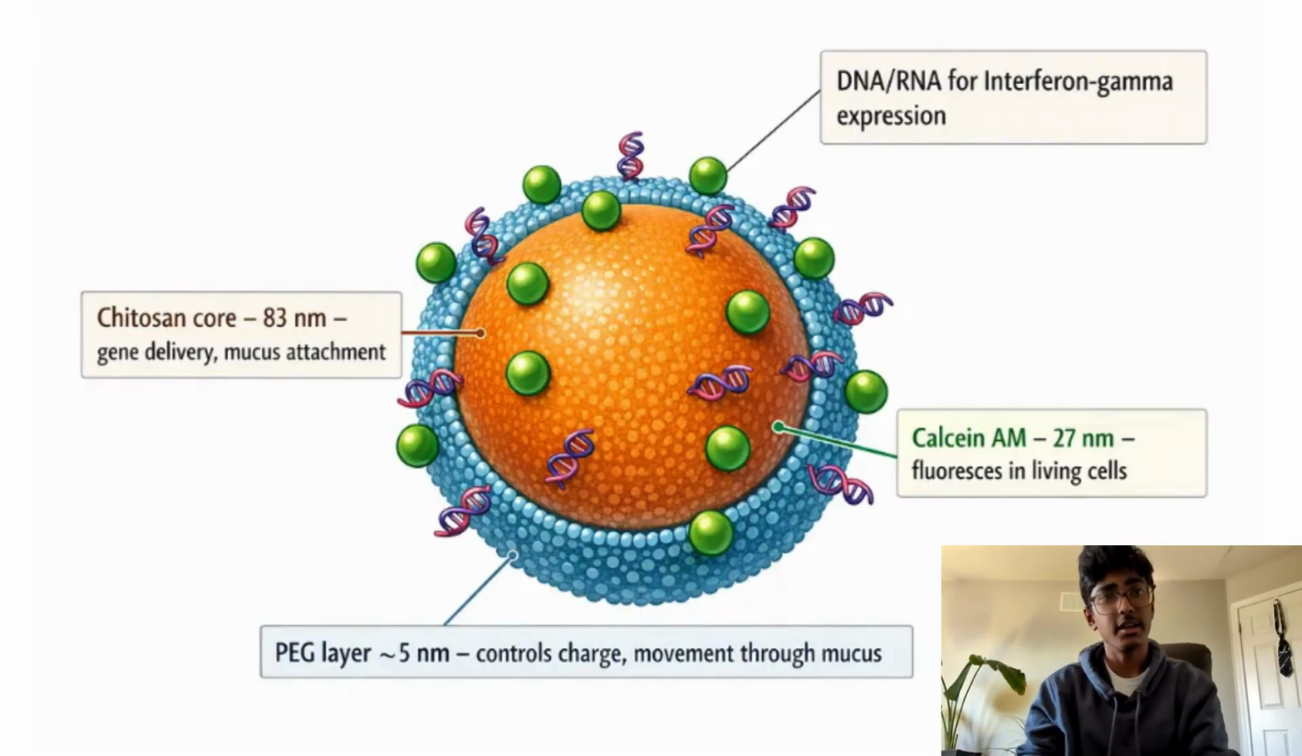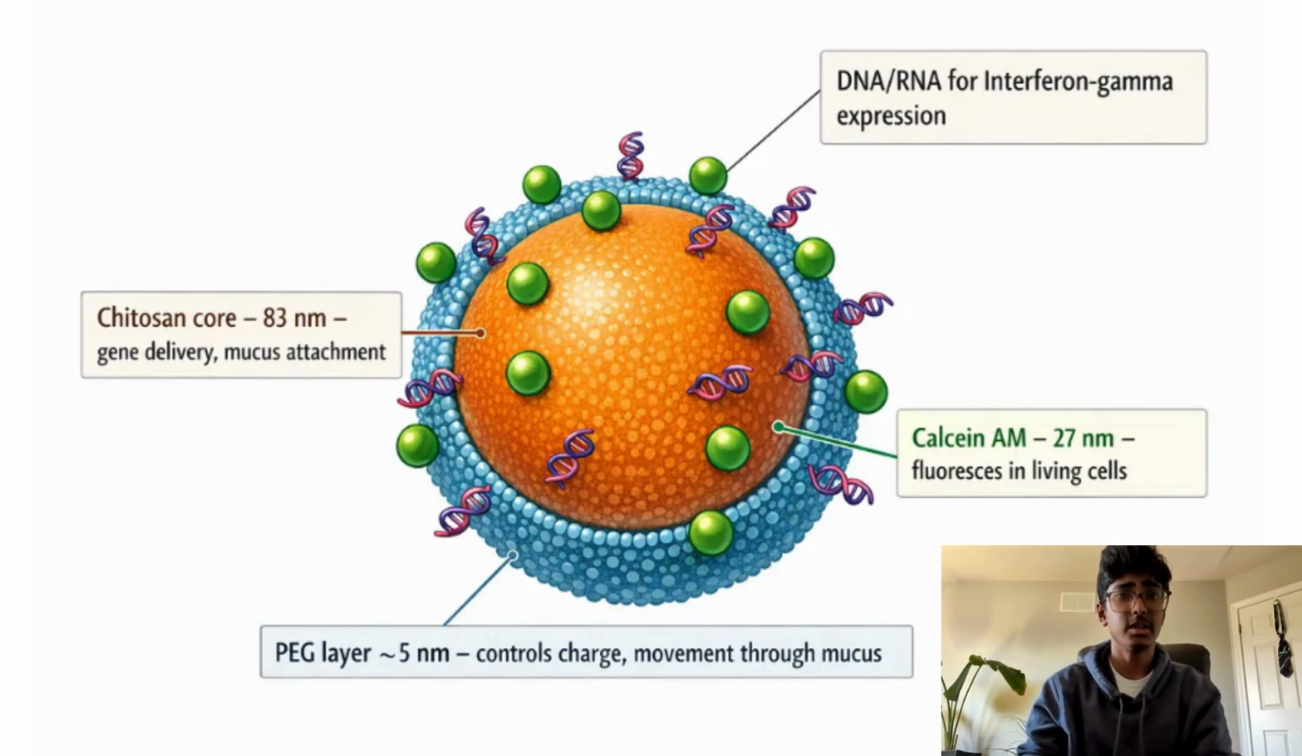The idea behind the nanoparticle was very simple. I designed it using three main components. First, a chitosan core. Chitosan is a biodegradable polymer derived from crustacean cells. It naturally sticks to mucus and is commonly researched for gene delivery.